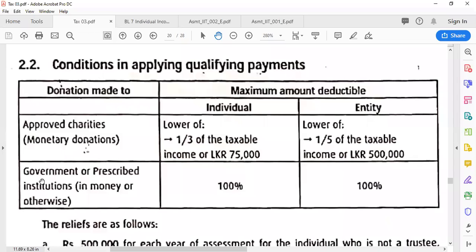And part B, donation to the government or prescribed institutions in money or otherwise, 100%. There is no limit for the donations. For an approved charity, maximum 75,000 or 1/3 of taxable income, whichever is lower. So here we can take 75,000. Keep it in your mind. Most of the time, the maximum amount will be 75,000. For section B, donation to the government and such list, 100% is allowed.